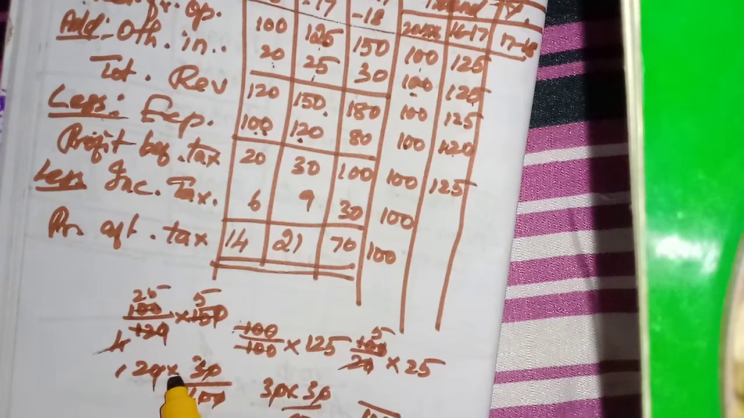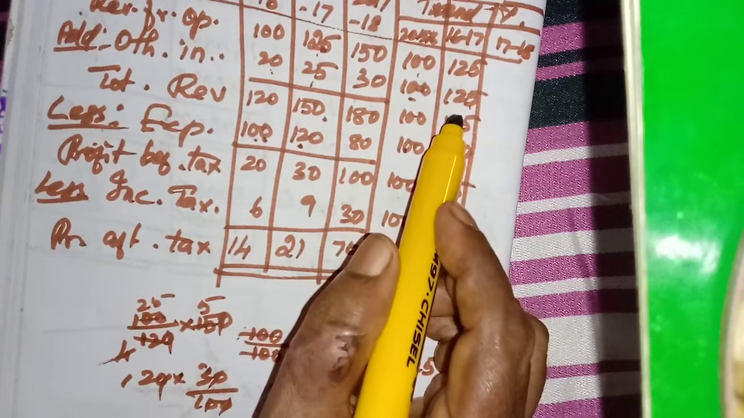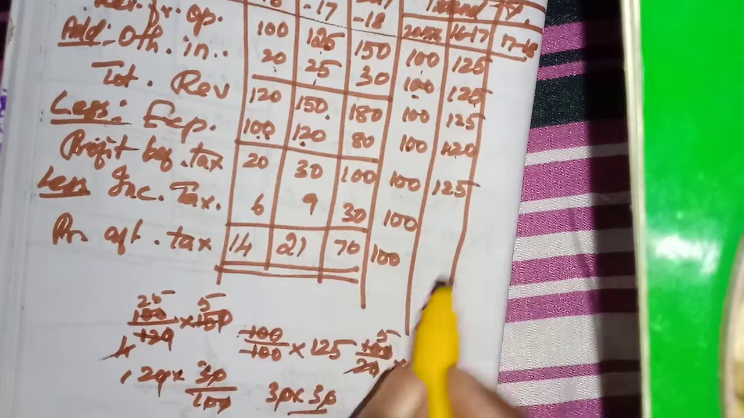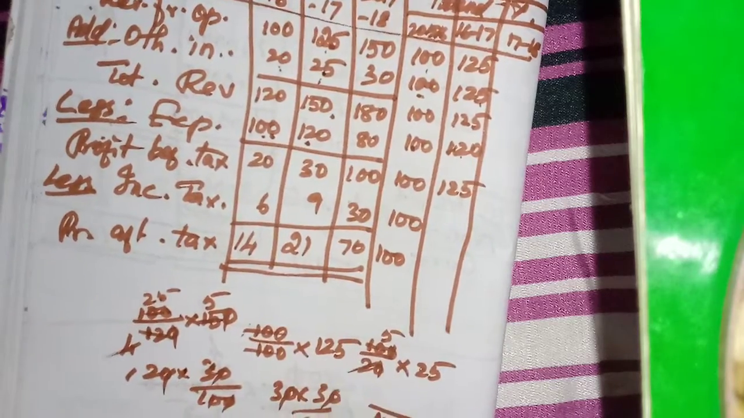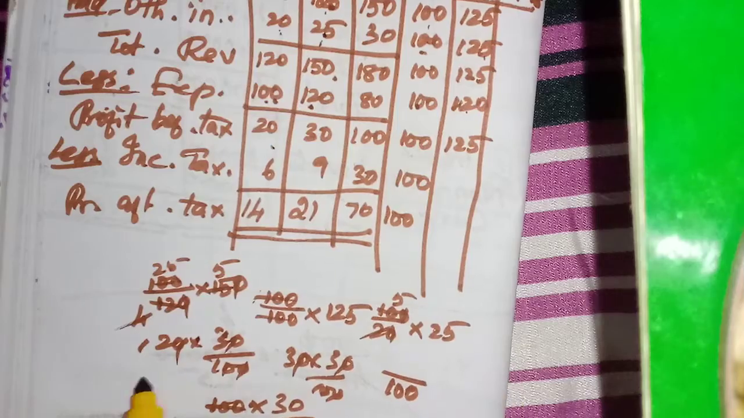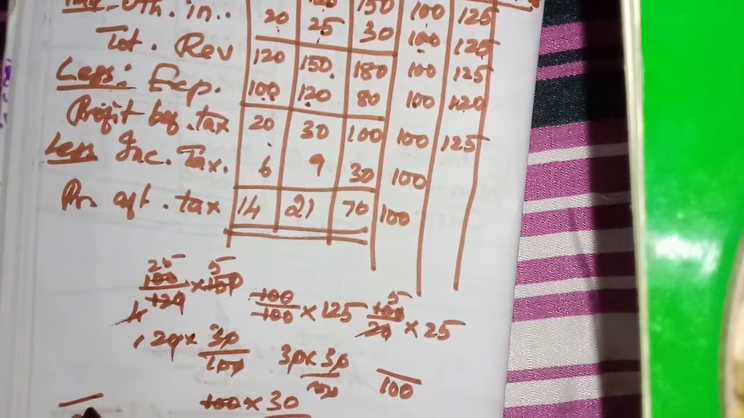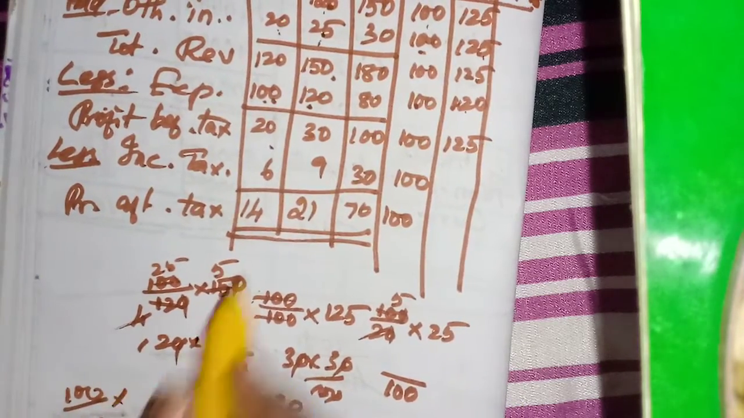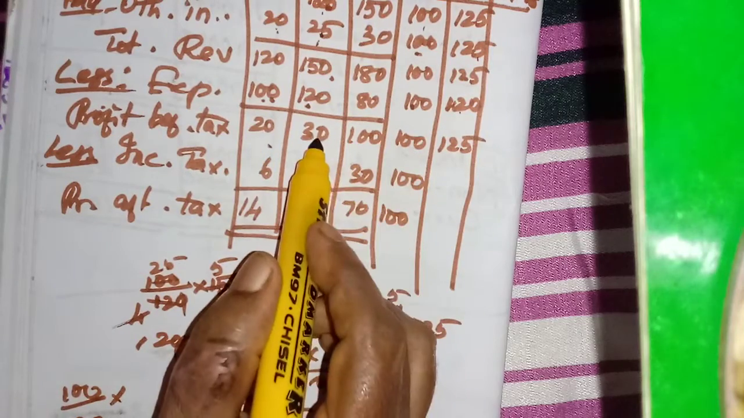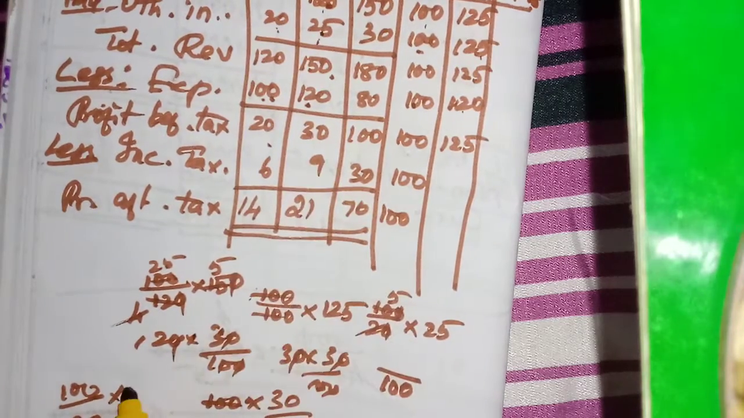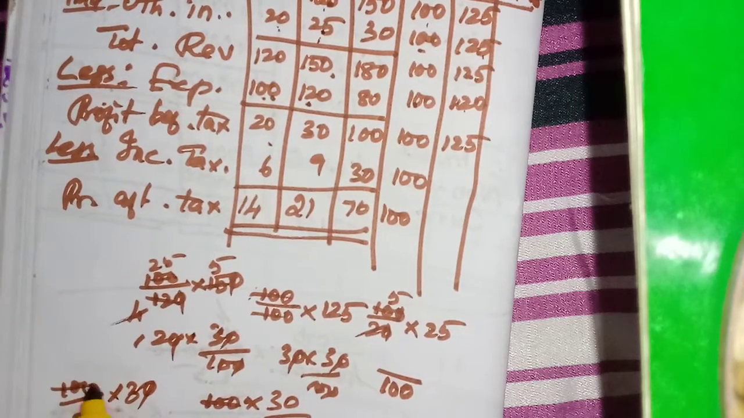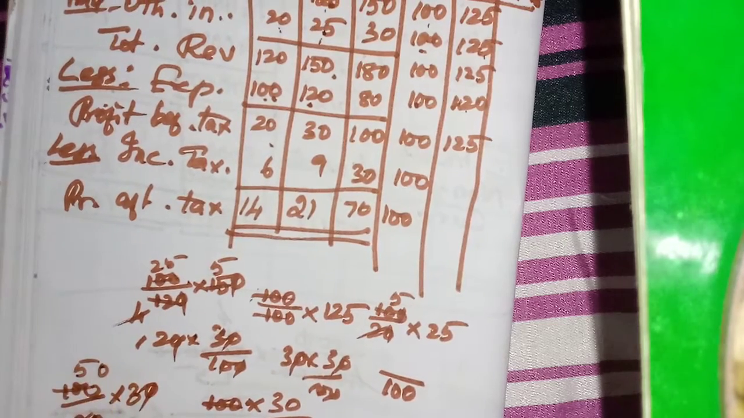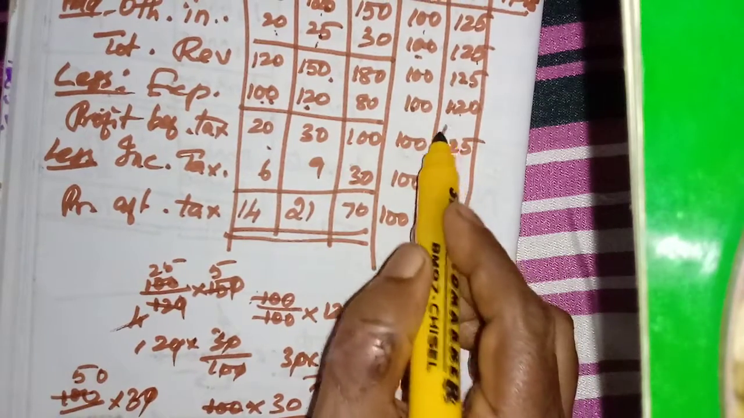For 20, we will calculate for this one, not for 25, 30. For 20, 100. Then how much is for 30? 2, 5, 50. 50 into 3, 150.